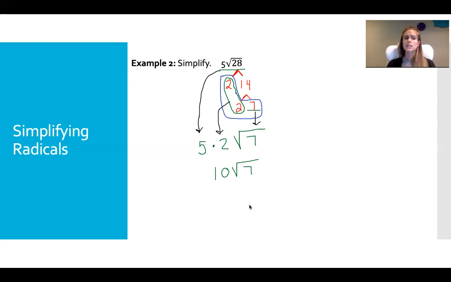Now, 10 times the square root of 7. Is that an example of a rational number or an irrational number? It's an irrational number because the square root of 7 is not a rational number. The square root of 7 as a decimal is one that never repeats, it never terminates. Therefore, this is an irrational number.